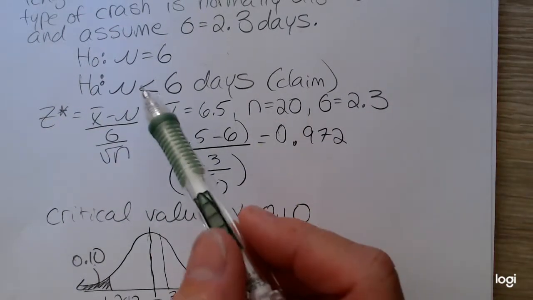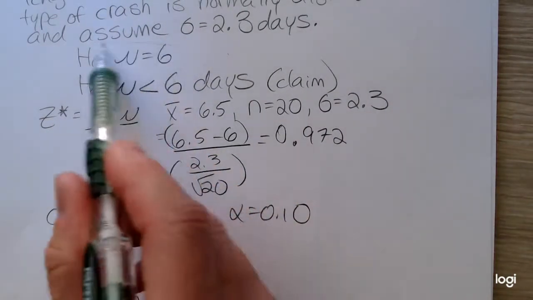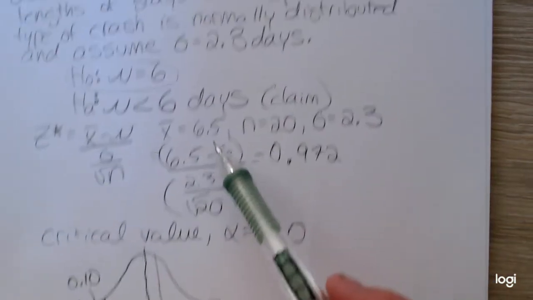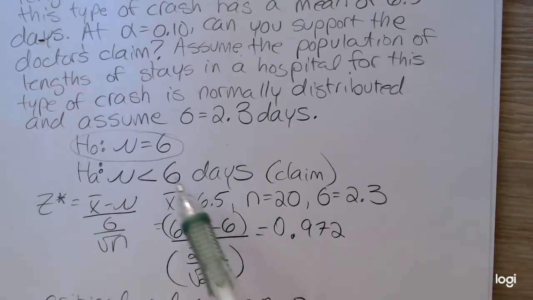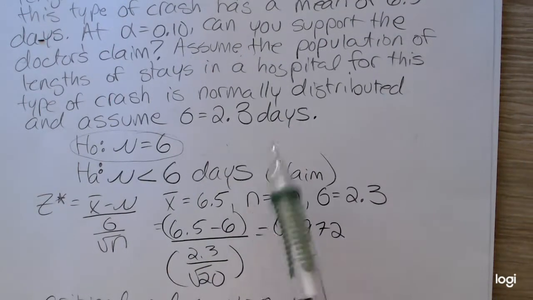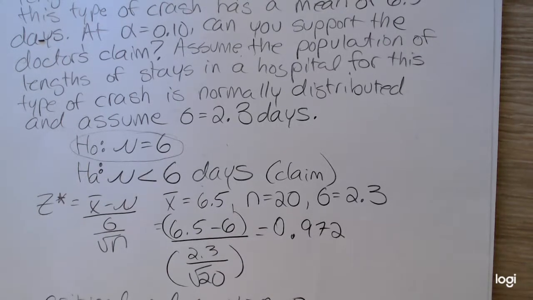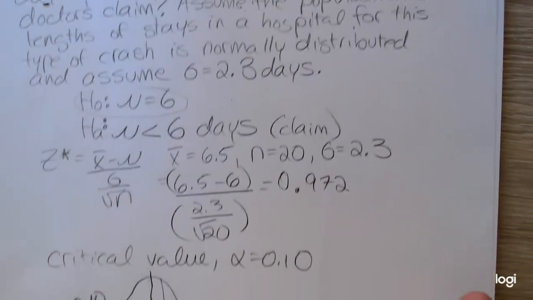So looking at the null and the alternative, the null is the quote-unquote winner. And to answer the question, because the claim is the alternative, can you support the doctor's claim? The correct way to say that is there is insufficient evidence to support the doctor's claim that the mean length of stays for this type of crash is less than 6 days.